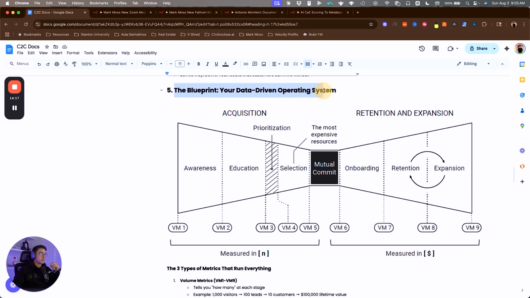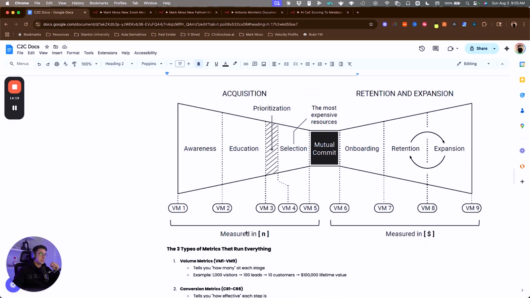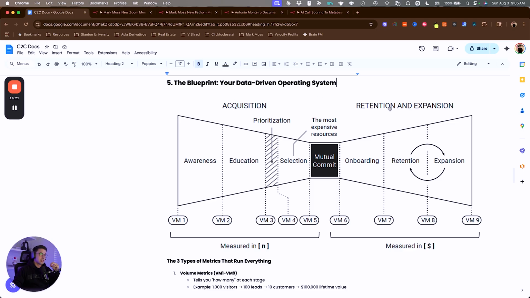And then here's the blueprint of the data-driven operating system, where we have the acquisition and the retention. For the acquisition portion, we've got these VMs, which are volume metrics: number of leads, number of qualified opportunities, number of booked calls, calls taken, sales. And then the VMs on the retention and expansion side are measured in money. So here it's going to be the total number of activities, total number of actions, and here it's going to be the total monetary outcomes, right?